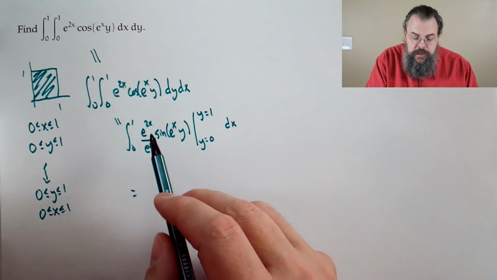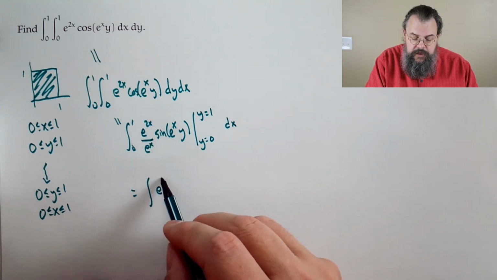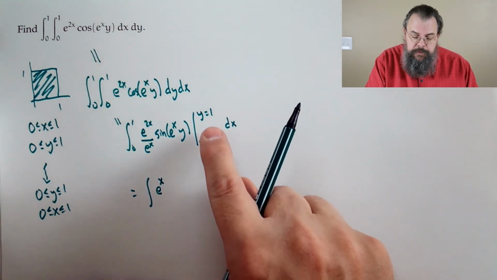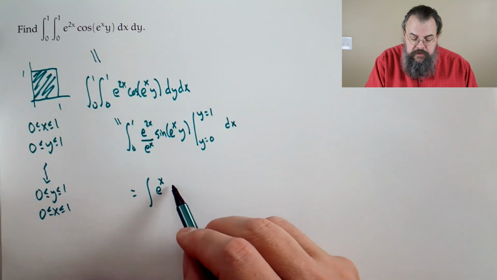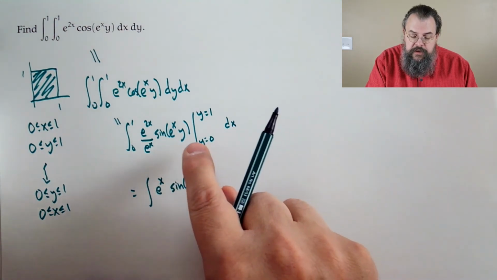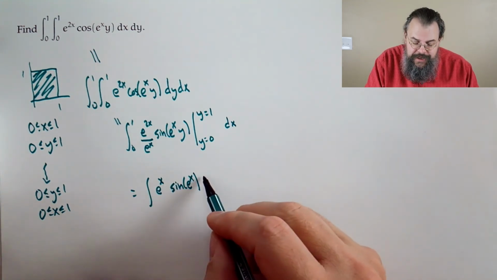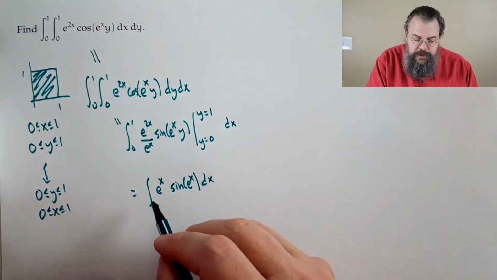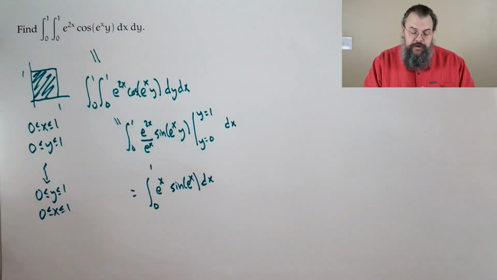Well, e to the 2x over e to the x, that's not so bad. That's e to the x. Now when you plug in 1, you get sine of e to the x times 1, so that's sine of e to the x. When you plug in 0, you get sine of 0, which is 0. All right, dx, and of course don't forget bounds. We're always doing definite integrals when we talk about multivariable calculus here.